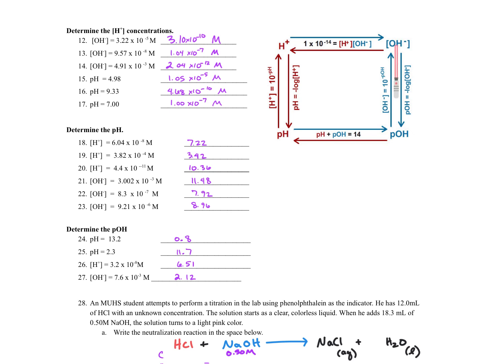Or you can go the other way. Take this number, do the negative log of the hydroxide ions to get the pOH, and then 14 minus the pOH will give you the pH. If you do it both ways, you should get the same answer. So, again, you just need to be careful about typing it into your calculator correctly.